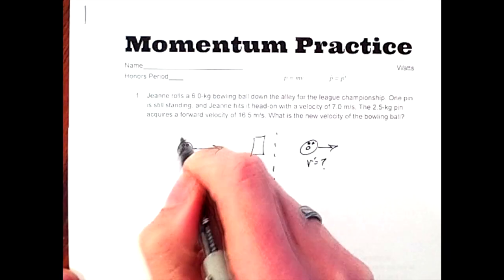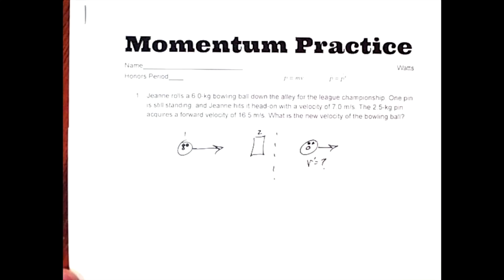I call this object 1 and this object 2 instead of using letters, right? You can use letters. You can also use subscript words, right? If you want to write the word bowling ball or write the word pin underneath it, that's also fine. Whatever is most useful. I like to just do 1s and 2s.